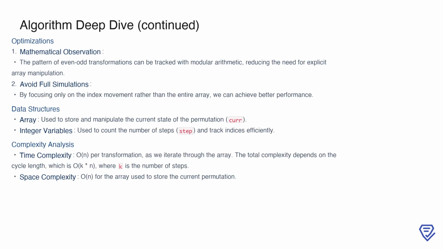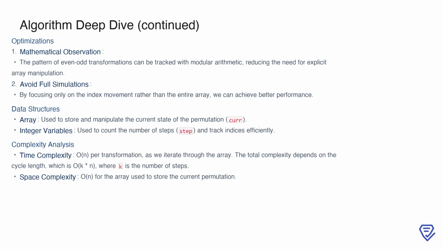There are several optimizations that can make this algorithm more efficient. First, by observing the pattern of even and odd transformations, we can use modular arithmetic to track the movement of indices without explicitly constructing the entire array. This eliminates the overhead of repeatedly updating the array. Furthermore, by focusing on the movement of indices rather than simulating the full transformation, we can save both time and space.